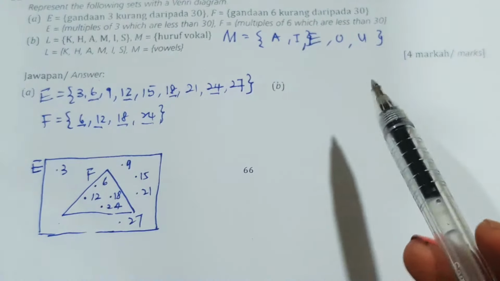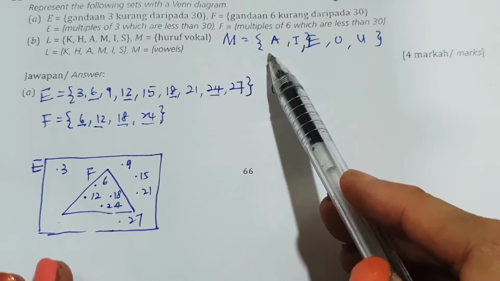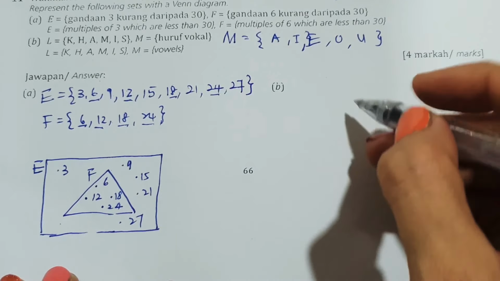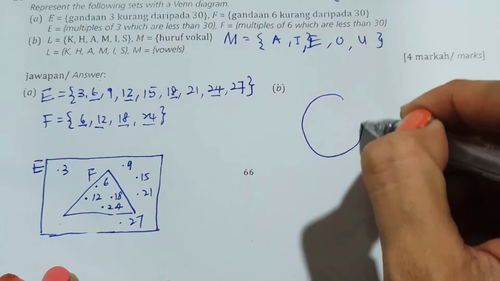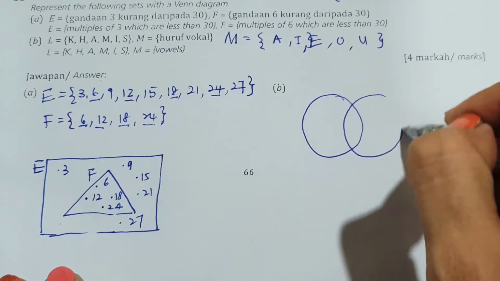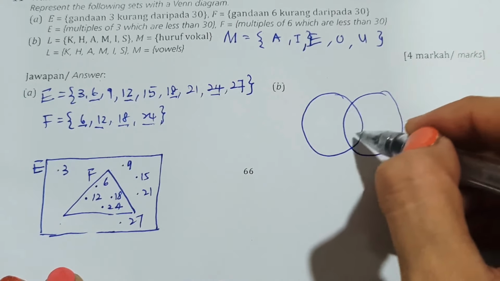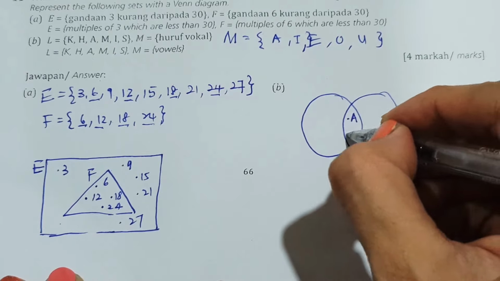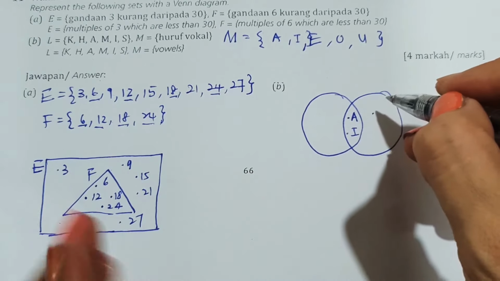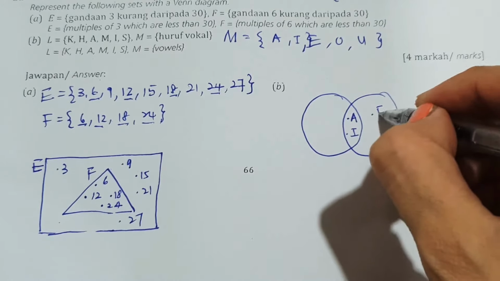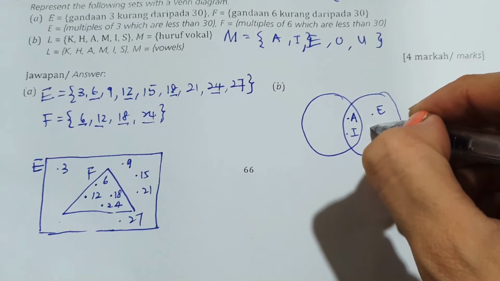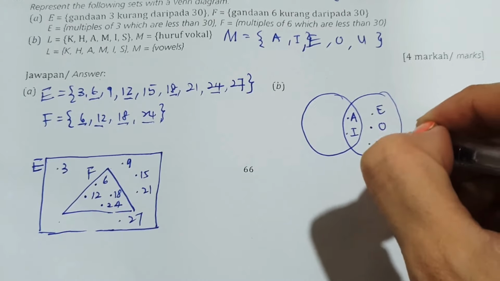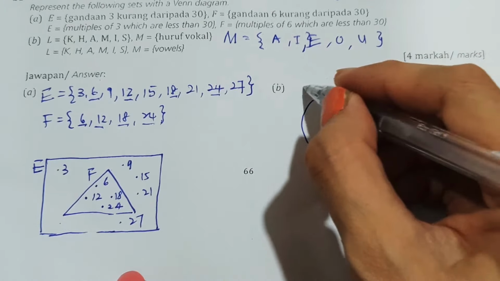So you will notice that the M has only 2 elements that repeat in L. So therefore, they are 2 different sets whereby they have one common thing among themselves. That is, both have A and the I. And we still have 3 more vowels, which are not in the set L. So we have to write that out also. E, O, and U. So this is set M and this is set L.